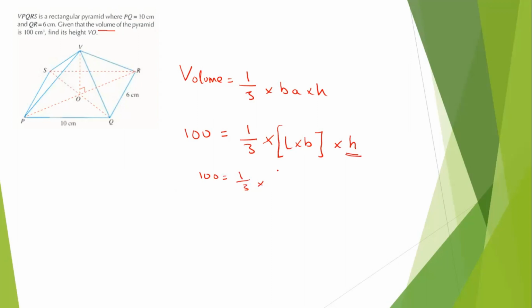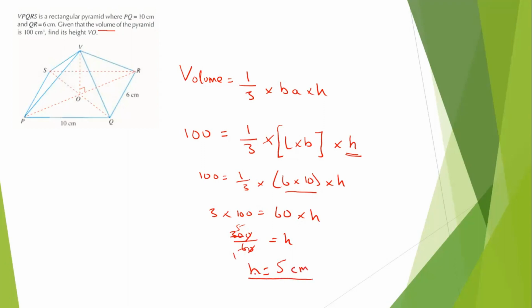1/3 multiplied by L and B will be 6 into 10 multiplied by H. Now 3 multiplied by 100 equals to, this 6 into 10 will be 60 multiplied by H. I get a 300 over here divided by 60. This and this goes away, is equal to H. H is equal to 6 ones are 6 and 6 fives are 30. So 5 centimeters is my answer for the height.